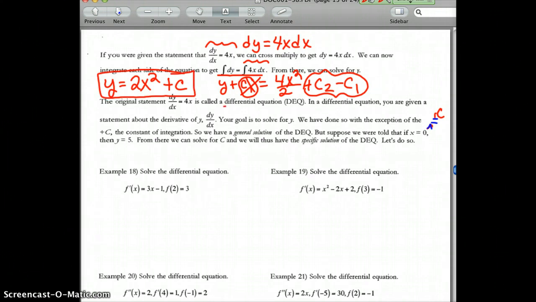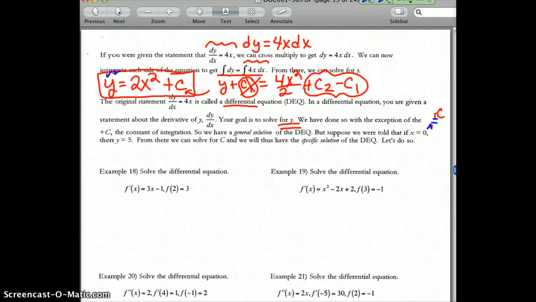The original statement, again, is called a differential equation. In a differential equation, you are given a statement about the derivative, and your goal is to solve for y. Well, I just did so. And the only catch is I've got an infinite amount of solutions for y. And graphically, I kind of want to show you what that means.